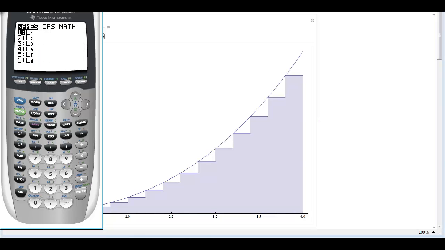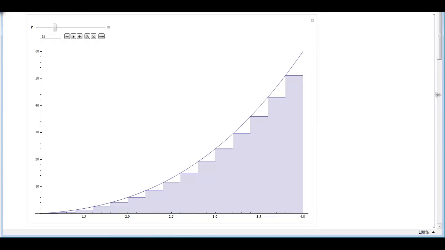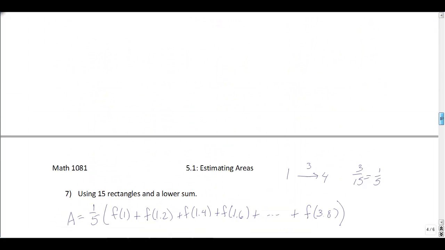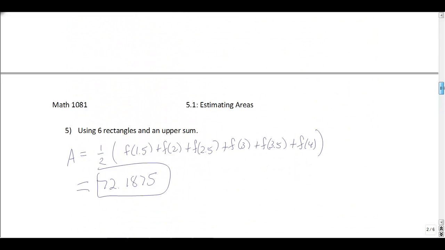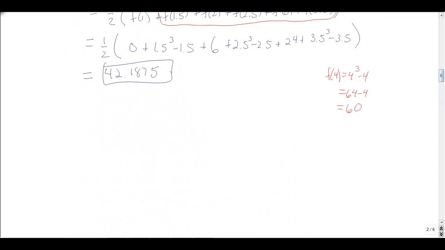I'm going to put those in a list. I think it's, is it ops or it's math? Sum of L2. And now I should get a result that, let's think about what we're expecting here. This one. So we did lower sums before. We had a result of 42.1875.